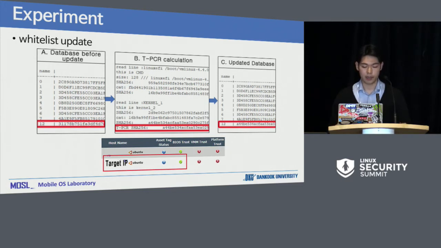Finally, we experimented if OpenCIT can perform proper remote attestation using the new whitelist values when we update them. And here we have only used the PCR12 value as a whitelist for simplicity. And we saw TUX successfully perform remote attestation with up-to-date whitelist values. Here we can see the green check sign in the last picture.